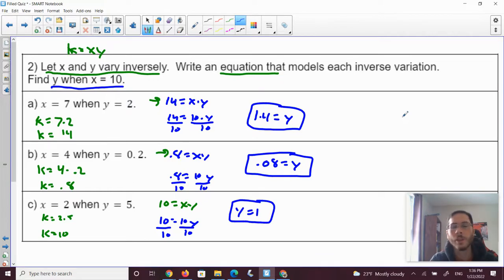One thing to double check is since we are going inversely, that means as x goes up, y goes down. So if we notice all of these, x is 7, then x is 10, so x is going up, so my y value should go down, and it does. I go from 2 to 1.4. As x goes up, 4 to 10, y goes down, 0.2 to 0.08. As x goes up, again, on this one, y goes down. So again, 2 to 10, 5 to 1, and it's always that proportion. So we can double check our answers to make sure they make sense by following whether it's direct or inverse. Direct, they go the same direction. Inverse, they'll go opposite directions.